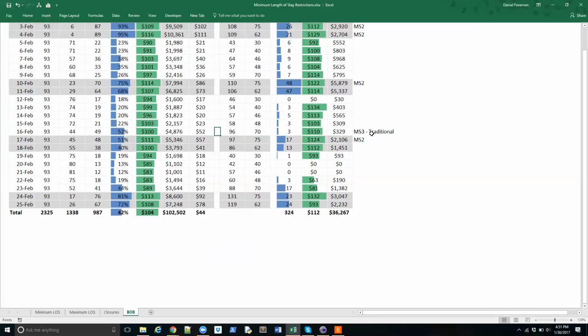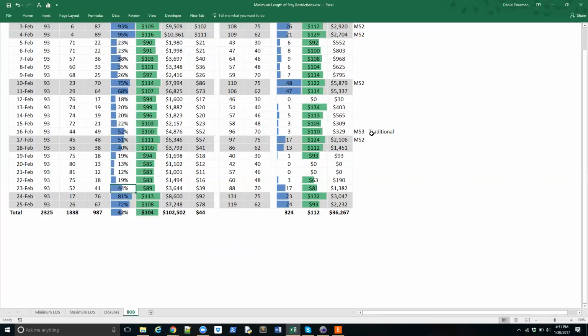And the reason why I put a traditional is because I don't want to block out any 2-nighters. If there are any Wednesday, Thursday stays, I want them to stay with me. So if I put that min-stay 3 through, that's gonna block out any Wednesday, Thursday stays, which the Wednesday is only at 22%, and it's forecasting 58 out of 93 rooms sold. I don't want to mess with that. I want as many rooms there as I can get.